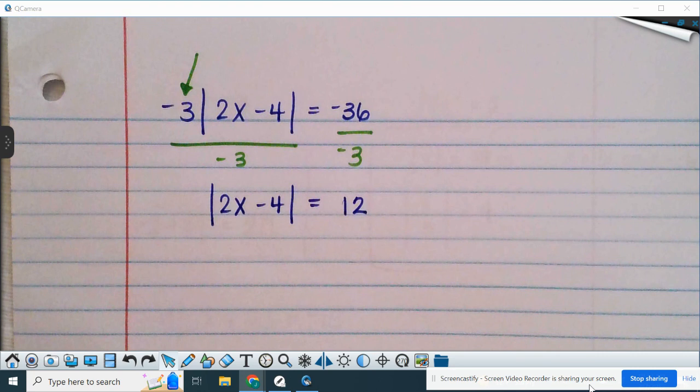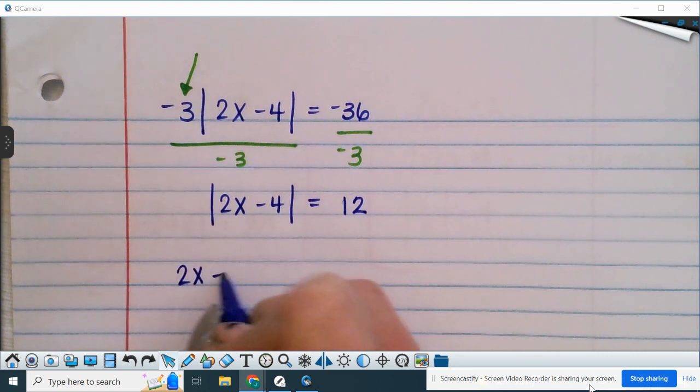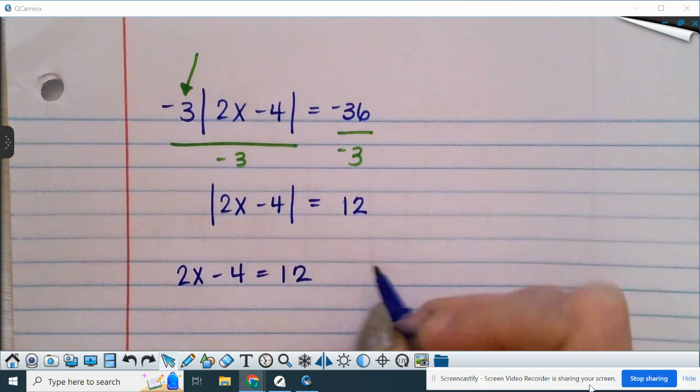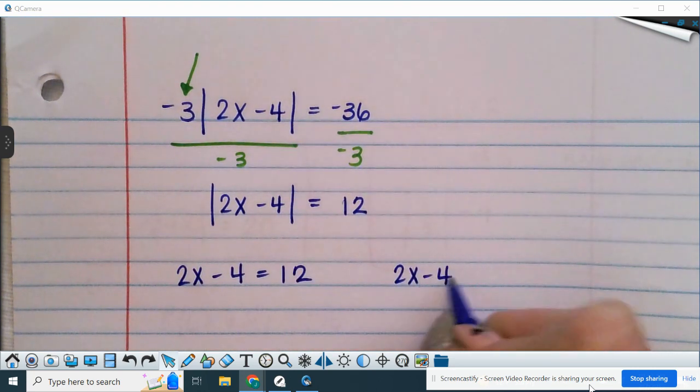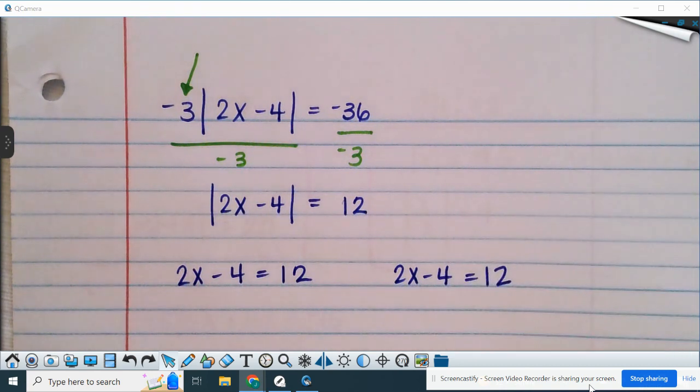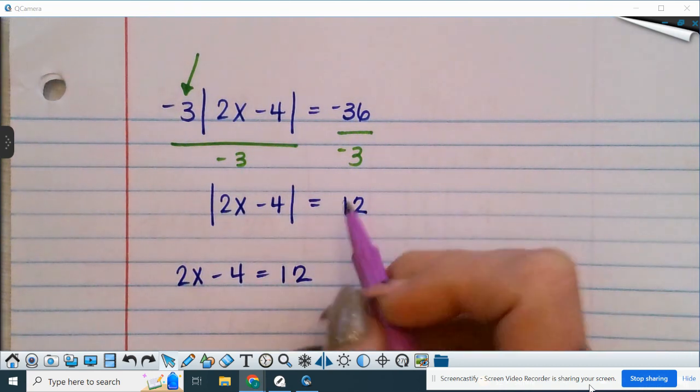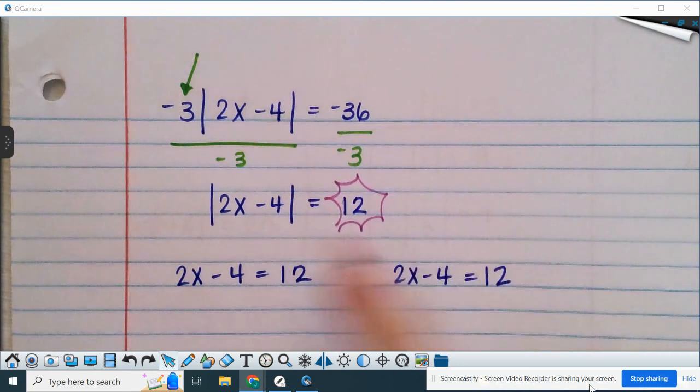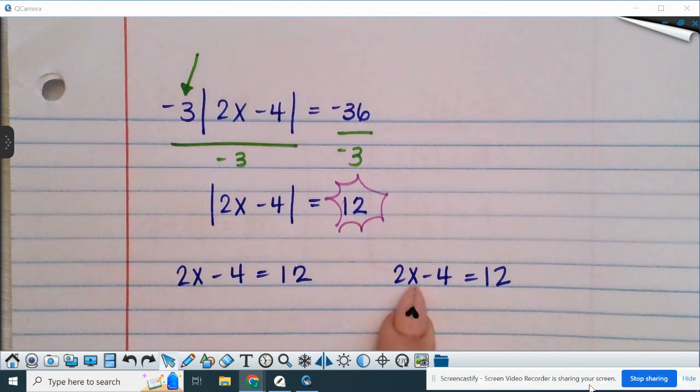So we're going to write our equation twice. So 2x minus 4 equals 12, 2x minus 4 equals 12. This is where, again, you change your output only, so only this side. Nothing in here. These minuses don't become positives. These stay exactly the same.